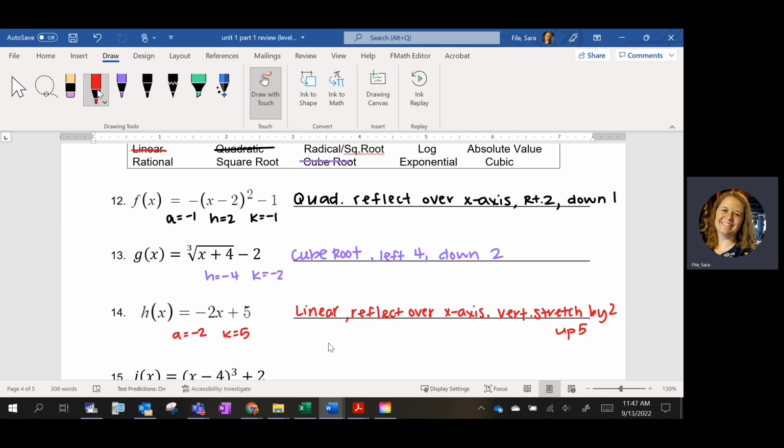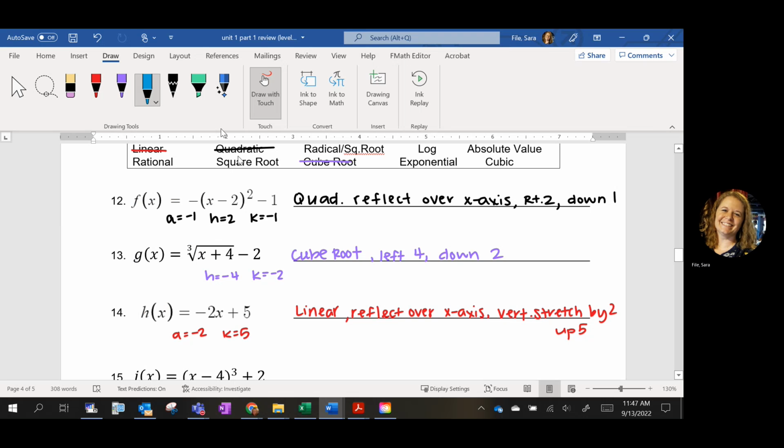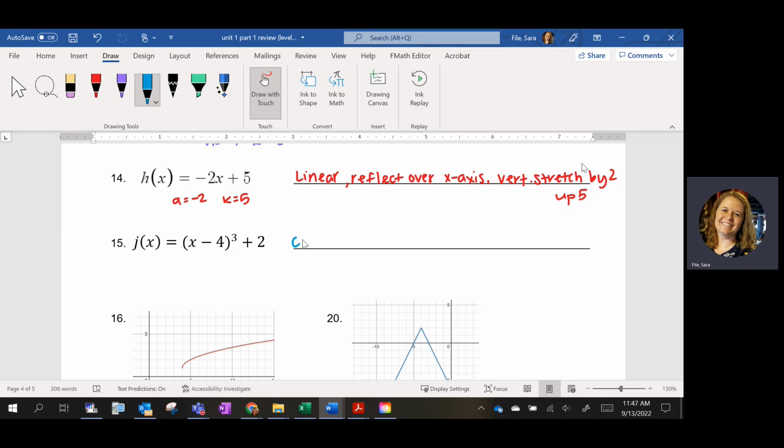All right, what's 15? What type of function? Okay, so cubic. What transformations are taking place? So that's your h is 4, so that's right 4. Okay, and your k is 2, so what does that do? Up 2. Very good. Okay, no a, that's an understood 1, so no reflection or vertical stretch or compression.